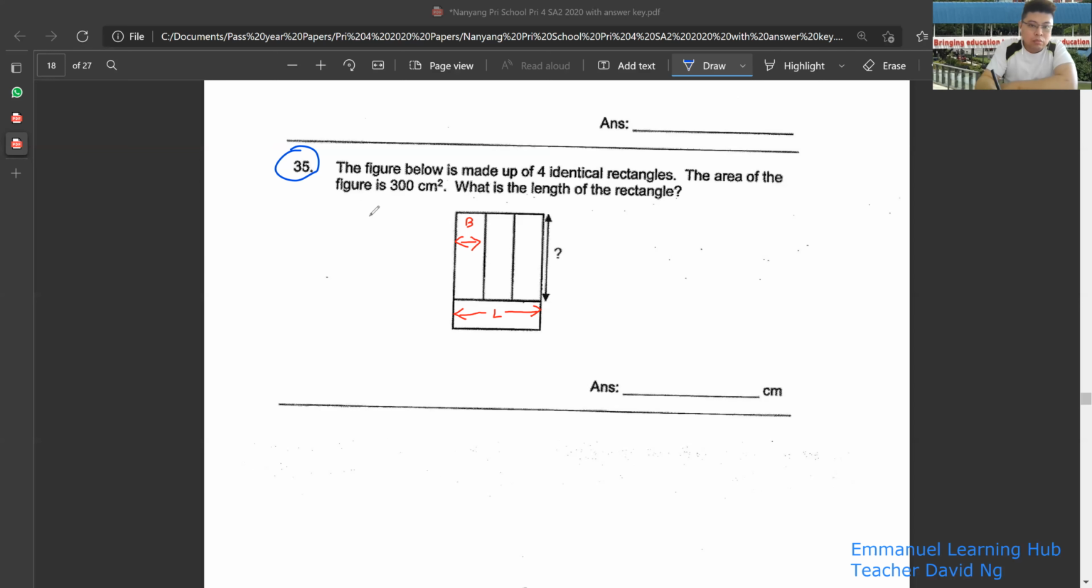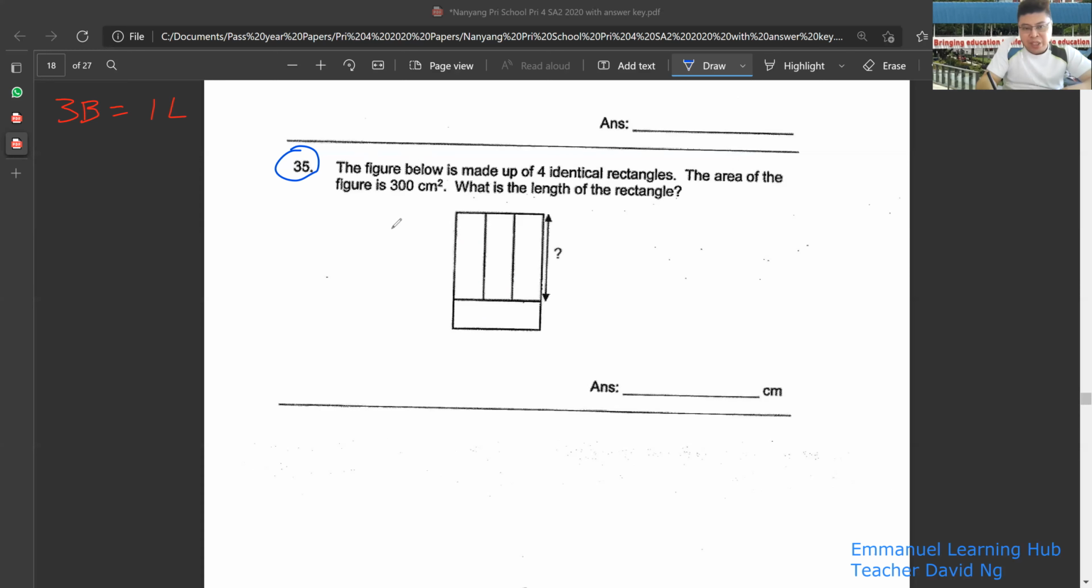1, 2, 3. 3 breadth. Correct. The length is 3 breadth. Yeah. 1, 2, 3. You can count, right? So there are 3 breadth. So 3 breadth is equal to 1 length. Understand? Yes. 3 breadth is 1 length.